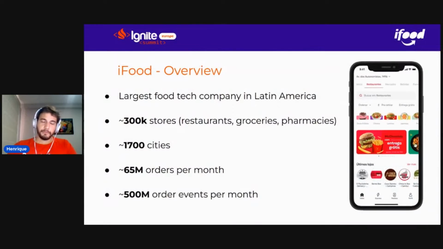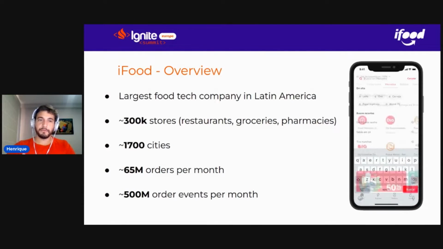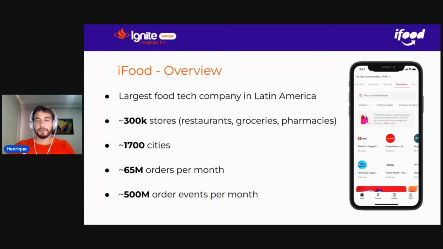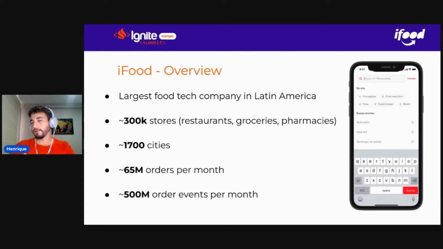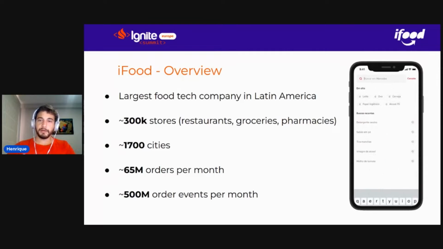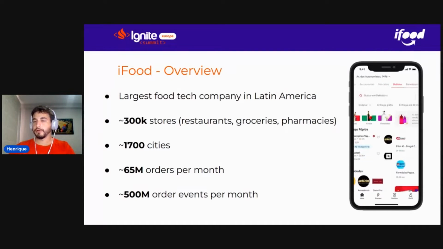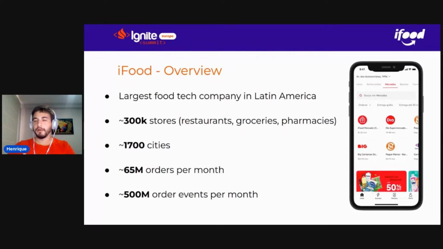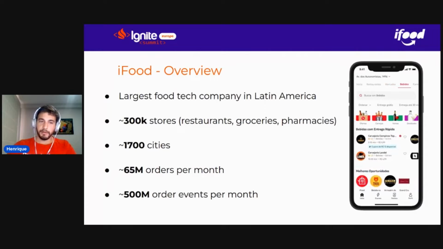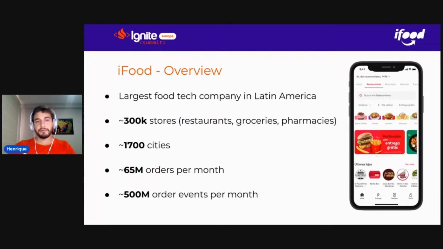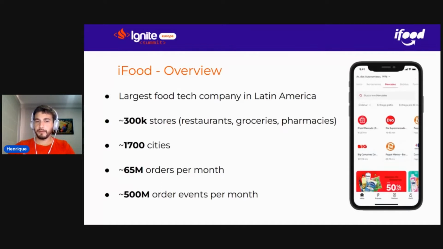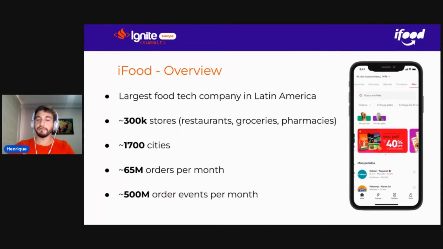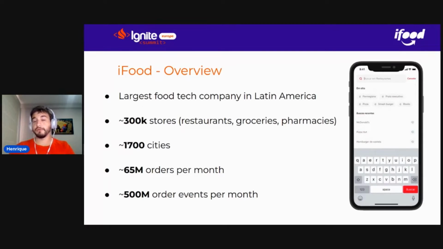So for those who don't know a little about the company, giving an overview of iFood, we are today the largest food tech company in Latin America. We are basically a food delivery app, a consumer-facing application, but we also cover the whole process of food delivery, from the ordering of the food to the integration to the restaurants and also the logistics of food delivery. We are integrating today over 300,000 stores in 1,700 cities. We process around 65 million orders per month, which in turn generates over 500 million order events per month. So we work processing those events and integrating and delivering those to the restaurants.